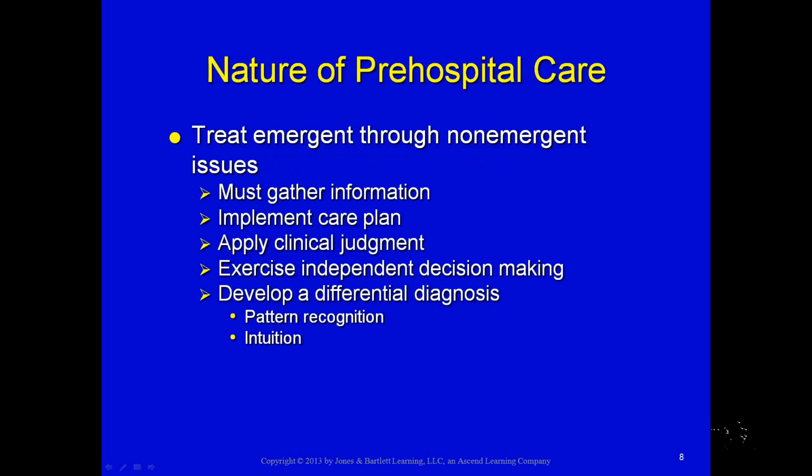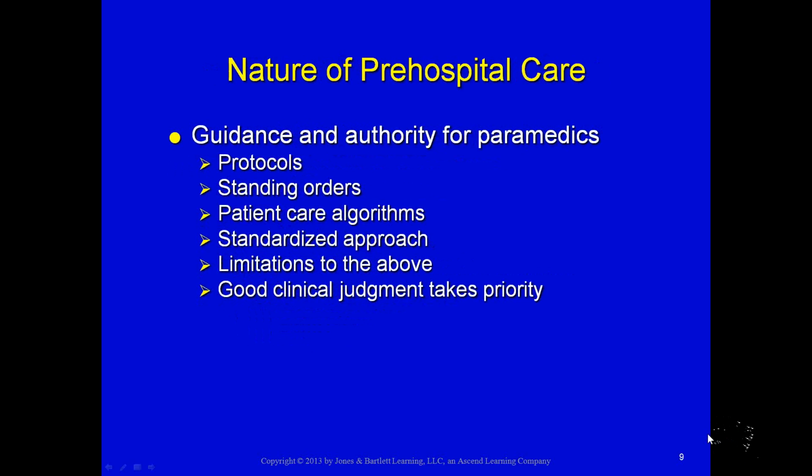A differential diagnosis is a potential diagnosis that would cause the patient's chief complaint. So if a person is complaining of chest pain, for example, the differential diagnosis certainly could be heart attack or acute myocardial infarction, but it also could be a pneumothorax. It also could be pericarditis. It also could be costochondritis. Or a pleural rub. There's all kinds of things that will cause chest discomfort. So we have to be able to, through pattern recognition, through our own experiences and intuition, develop a diagnosis.